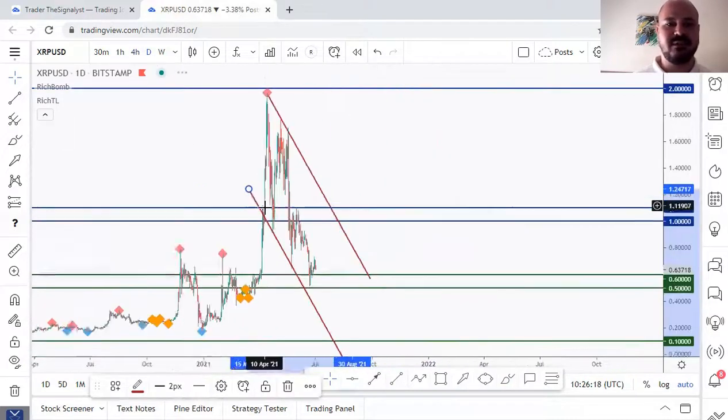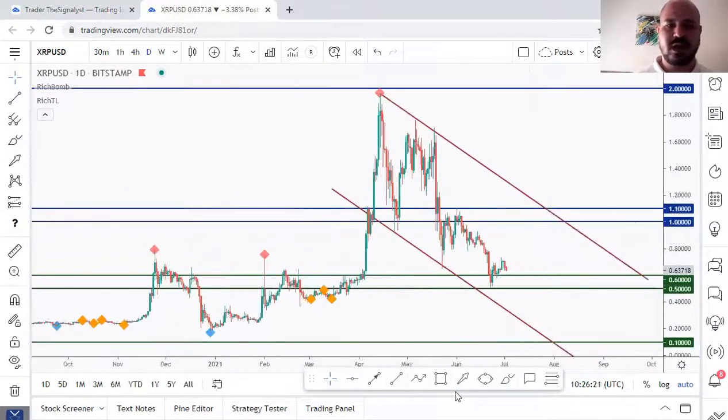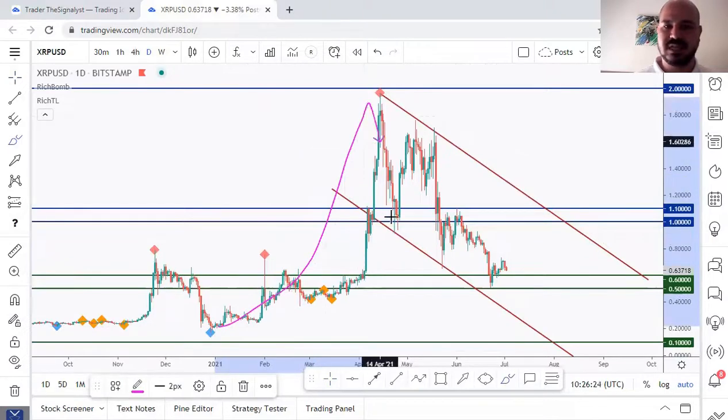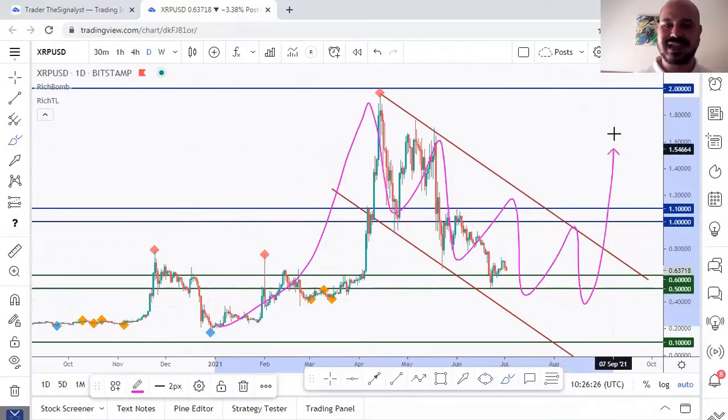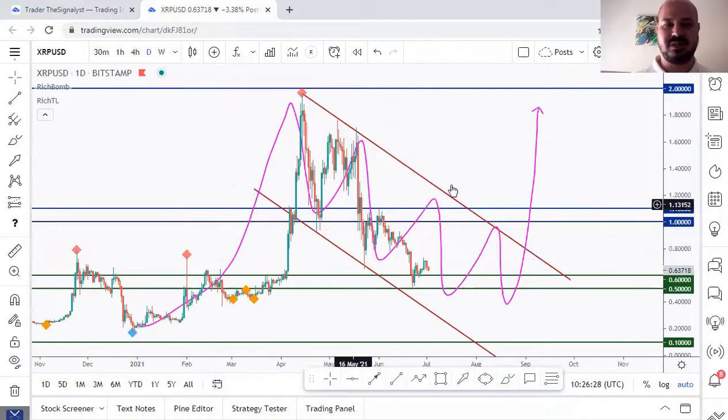If we go to the daily time frame, here we go. So we are in an overall bullish impulse. Now we are in a correction phase, looking to catch the next impulse to the upside.